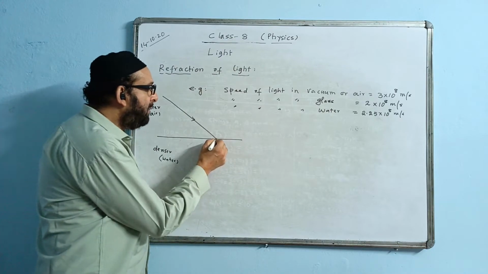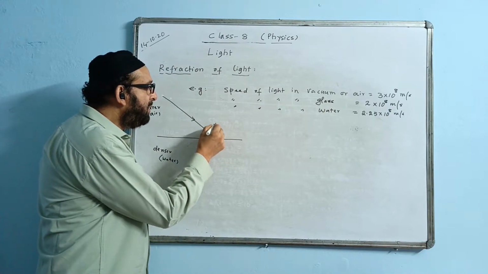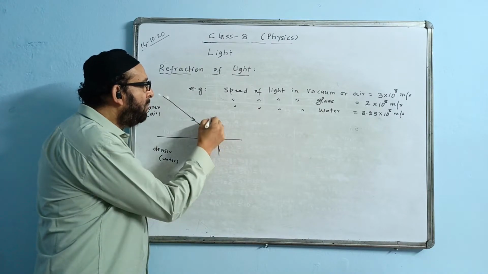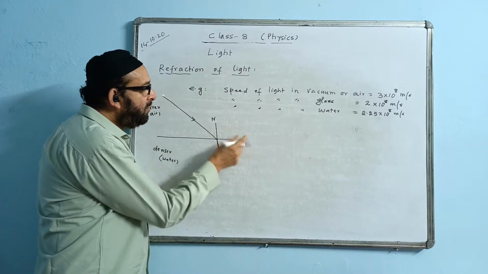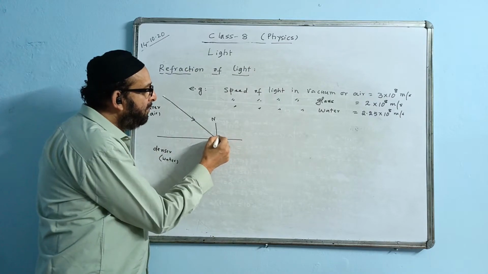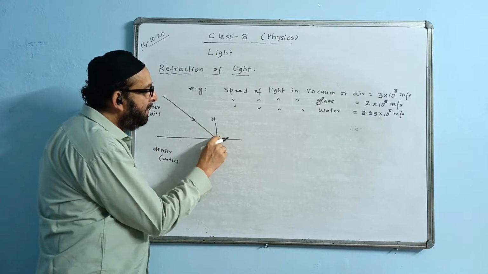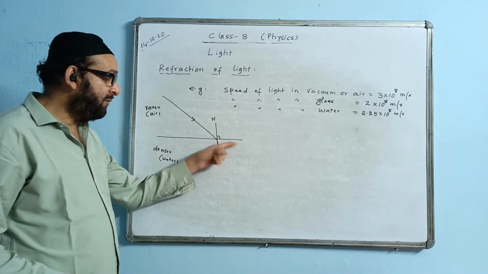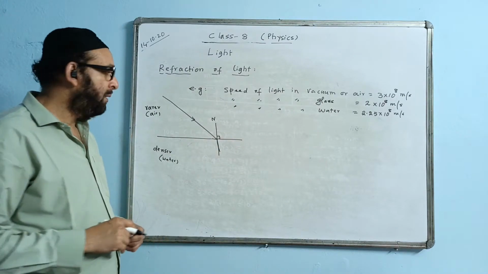So at this point, we draw a line which is called normal. Normal is the line drawn perpendicular to the surface. Here is the surface, the perpendicular to draw. This angle has to be 90 degrees. Normal makes an angle of 90 degrees with the surface, with the boundary.